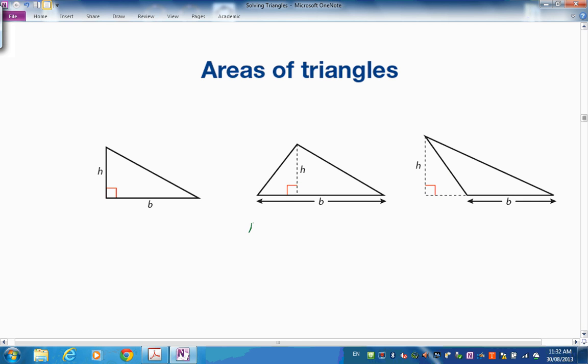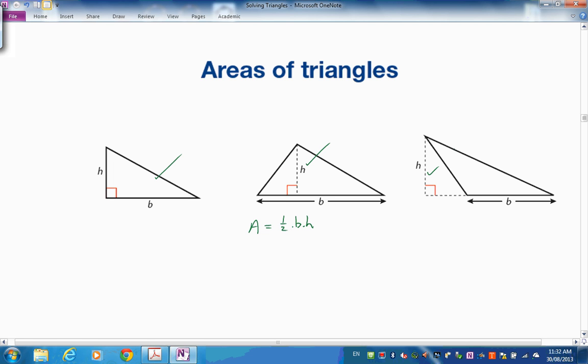Well, you know what to do with a triangle. The area is half base times height. Okay, this is obvious here. In this one we have to construct the height in there, and in this one we have to construct the height.